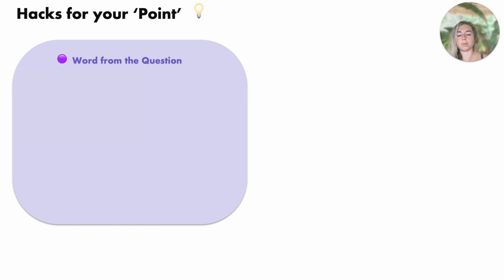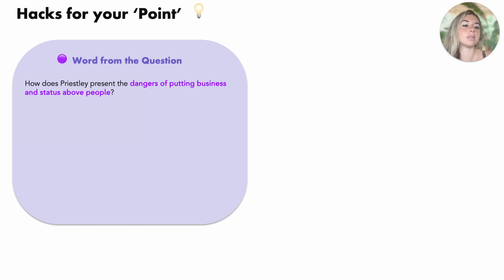The first one is the word from the question. We've got to think about what am I actually being asked? Because if you don't focus on what the question is, you're not going to get the marks. So firstly, the question is something like this: how does Priestley present the dangers of putting business and status above people? Okay, cool. So I've got a good paragraph. So I'm like, the question is dangers of putting business and status above people. I can't just focus on dangers. I can't just focus on business.